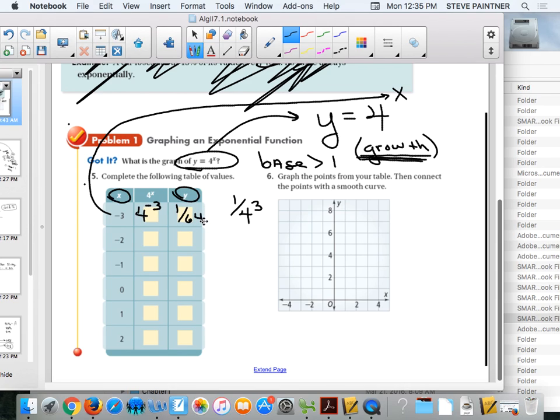Okay, fill it in, guys. Don't wait for me. Four to the negative 2 is 1/16. Got it. Okay, 4 to the negative 1 is 1 over 4 to the first, which is 1/4.